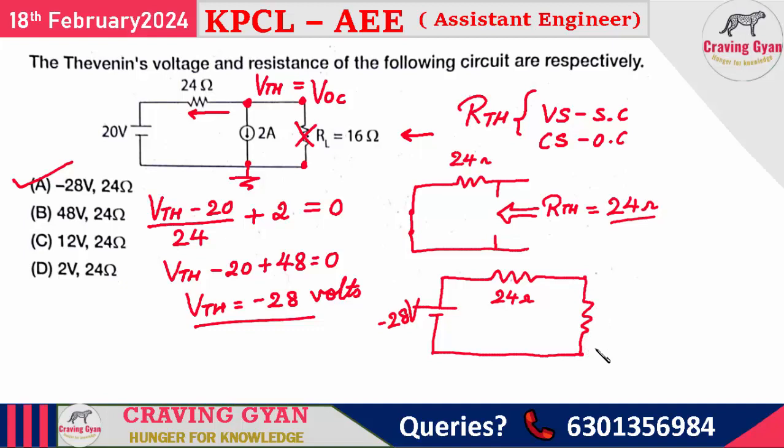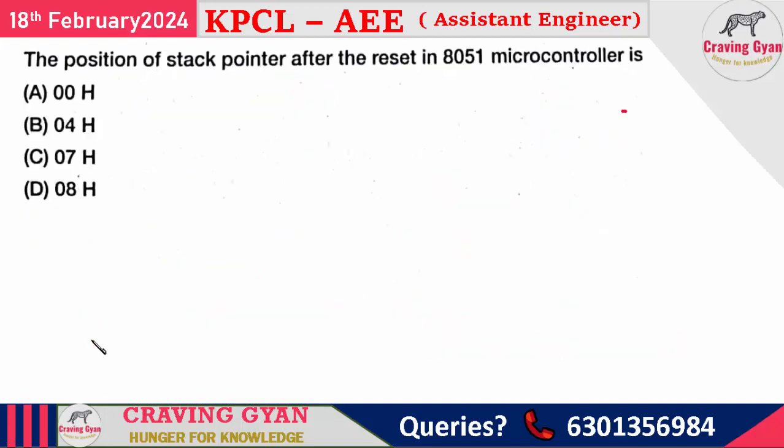At last, you fix up the value of RL resistor. What is the value of RL resistor? 16 ohms. Now look at the things: 20 volt battery, 24 ohm resistor and 2 ampere current source. All these things are replaced by your single Thevenin's voltage source, that is a minus 28 volts value, and a single resistance, call it as a Thevenin's resistance, that is 24 ohms. So the corresponding option that is going to follow is option A is correct.